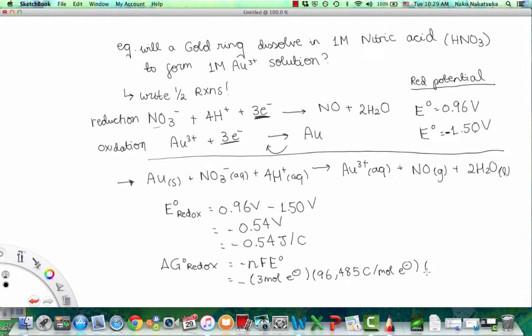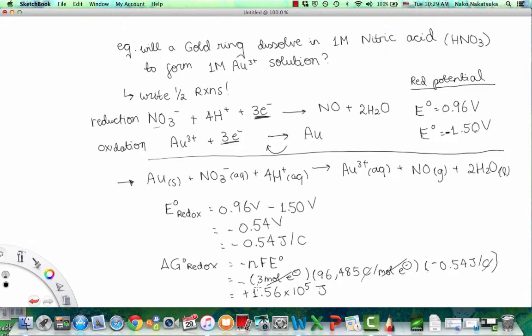And then we have the E naught value, which is negative 0.54 joules per coulomb. So now you can see why I converted the units right here, so I can cancel them out. We can cancel the moles of the electrons, we can cancel out the coulombs, and we end up with a value in joules, which is good since free energy has to be in joules. So we get a value of positive 1.56 times 10 to the 5 joules.